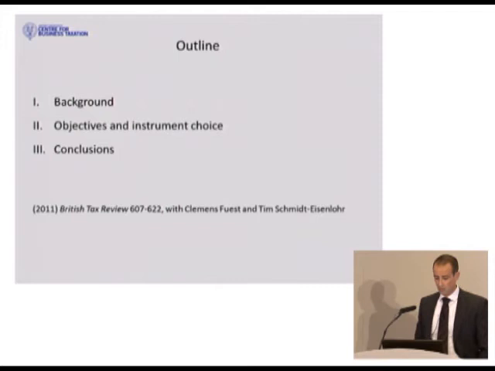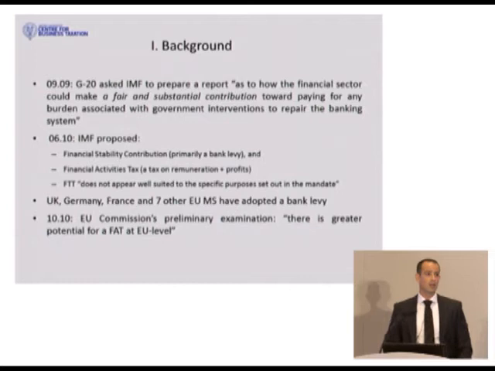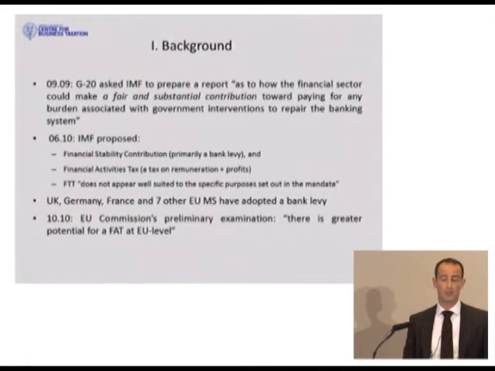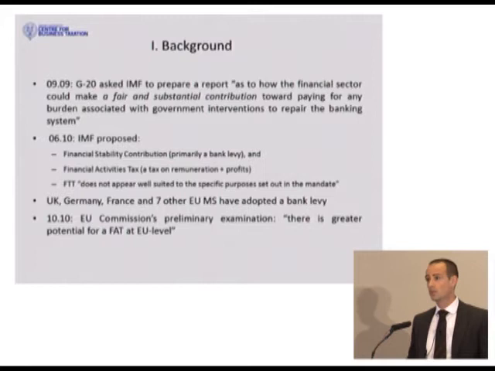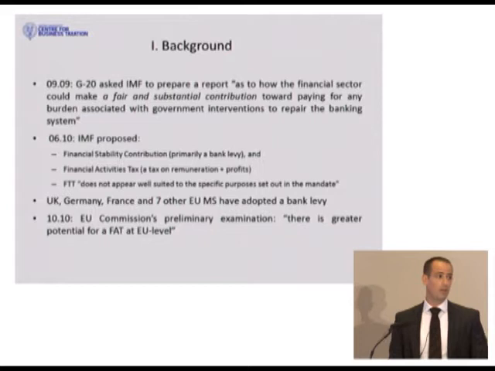Okay, so I'll start with the background. And I guess the starting point is that in the aftermath of the financial crisis, a consensus seemed to develop that some new form of taxation should be imposed on the financial sector. There were a number of reasons for this. The question was, which type of tax should we go for? In September of 2009, the G20 asked the IMF to look at various options and come up with proposals. And the IMF came up with two proposals.